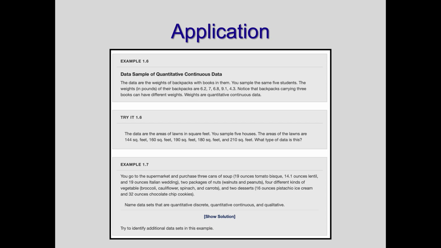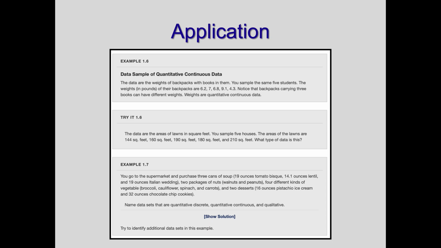All right, the data are the areas of lawns in square feet. You sample 5 houses. The areas of the lawns are 144, 160, 190, 180, 210. What type of data is this? I think that this is a little bit tricky because I would put this down as continuous data because areas can be broken down into finer and finer measurements. And remember, when you measure things, you're looking at more than likely continuous data.